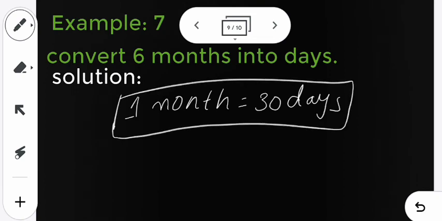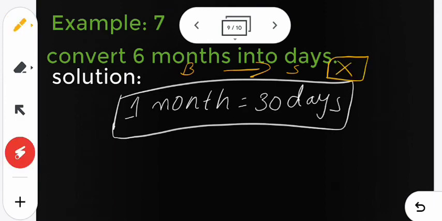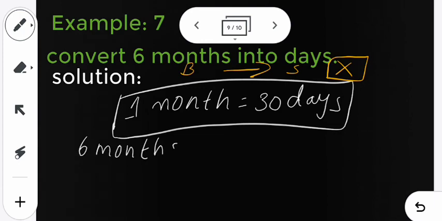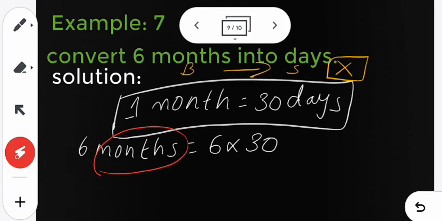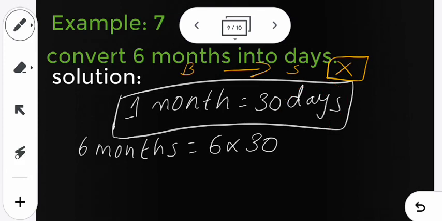So let's see whether to multiply or divide. Here if you see month and day, month is the bigger one, day is the smaller one. So big to small, what you have to do? Multiply. So here you will multiply. 6 months equal to 6 into 30. Once you multiply by 30, these months will become days.